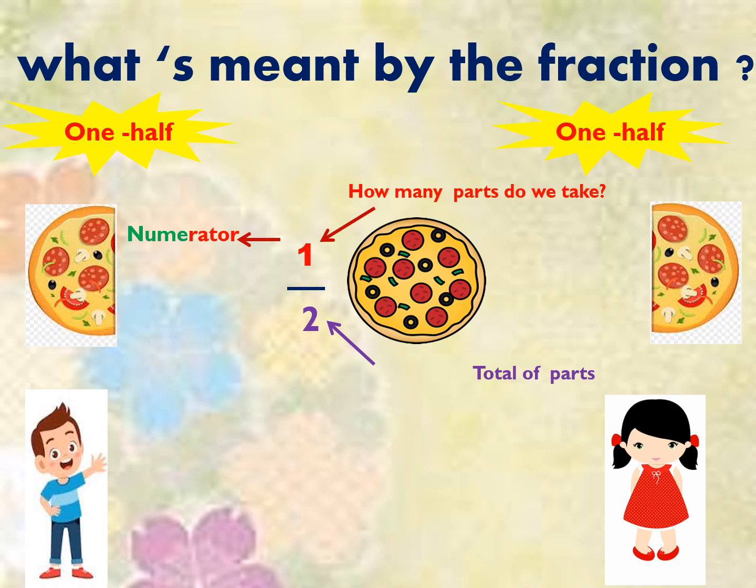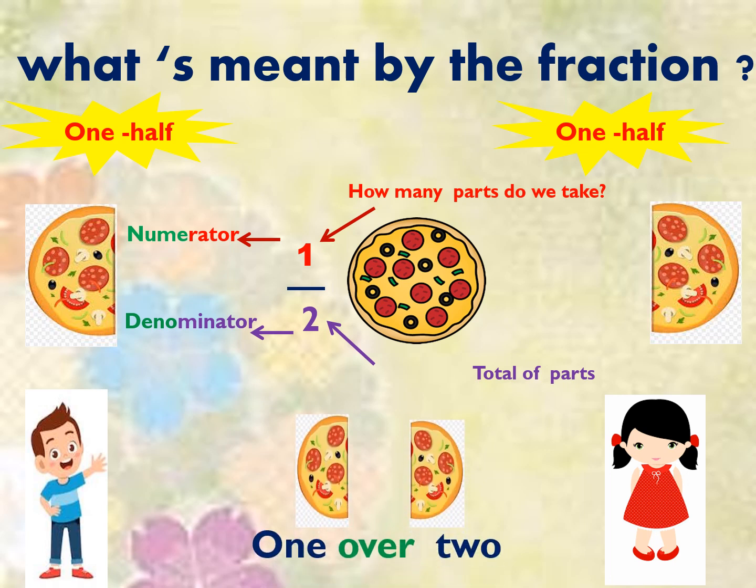So the total of the parts. And 2 is called the denominator. We can say denominator. Okay? And this is called 1/2, or one half. I can say 1/2 or one half.